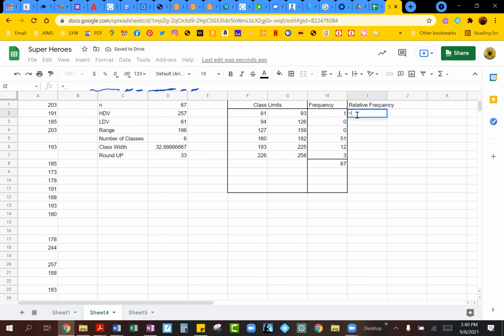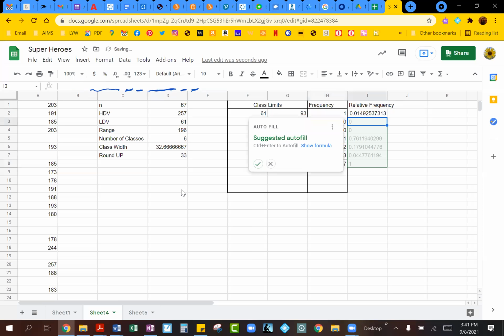So all you have to do to calculate the relative frequency is really simple. You take the frequency for each class and you divide it by the total number of your frequency column. So literally take the frequency for each class. And since my value of 67 is going to stay the same, I'm going to put my dollar symbols around it. So the only thing that needs to change is the frequency for each class, but the number you're dividing by will stay the same. And it's going to give you an autofill option again.